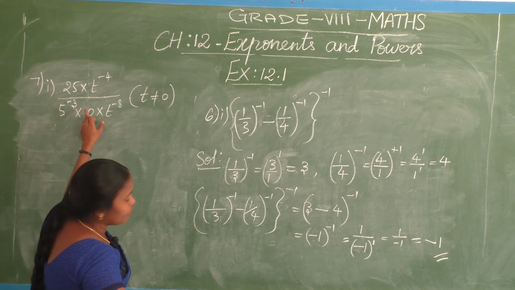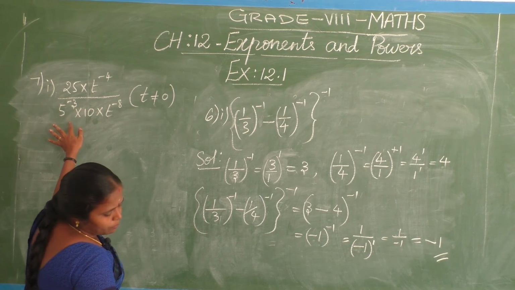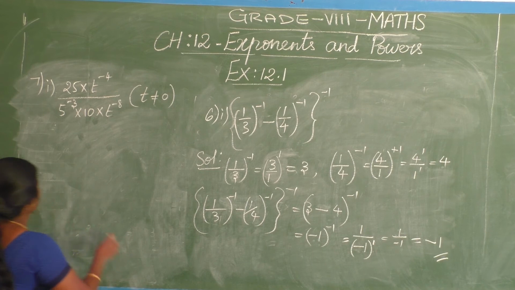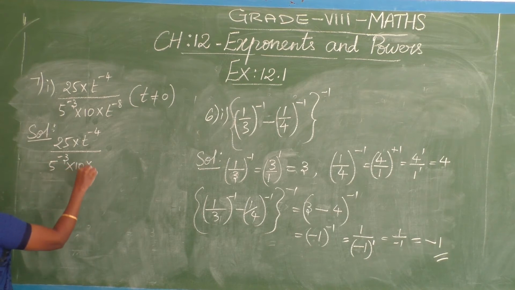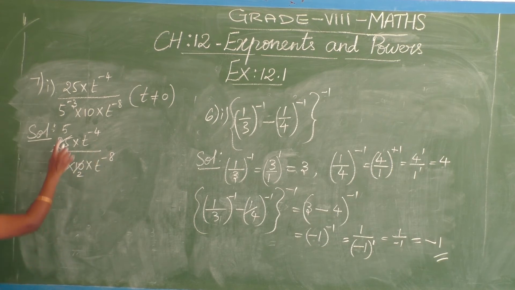See, I am checking again. 25 into t^-4 by 5^-3 into 10 into t^-8. We have to simplify. How to simplify? Simplify using a suitable formula. Before going to use the formula, both are multiples of 5, no? Just try to solve directly. 5 fives are 25. 2 fives are 10. Clear? Now, here t^-4, using the formula only we can simplify. Okay, come to here.